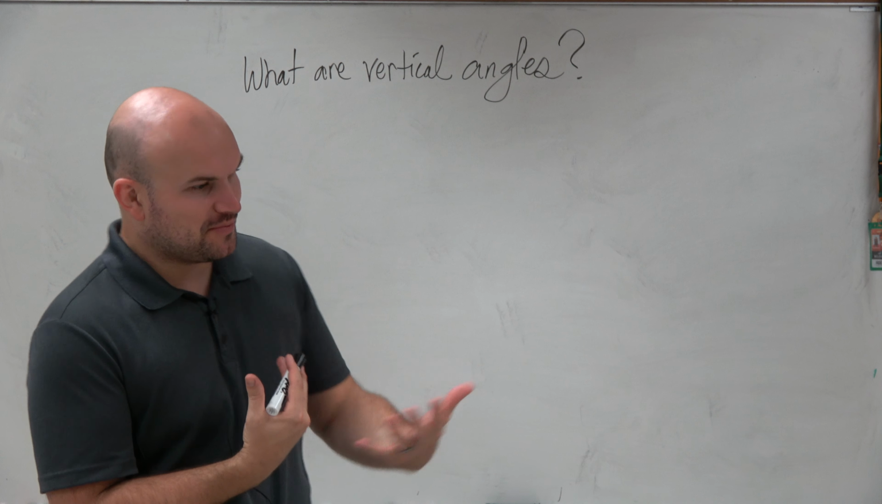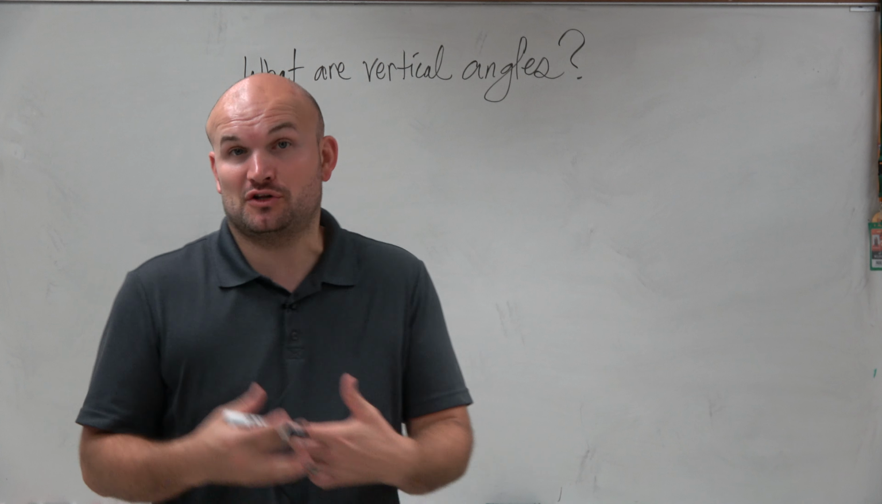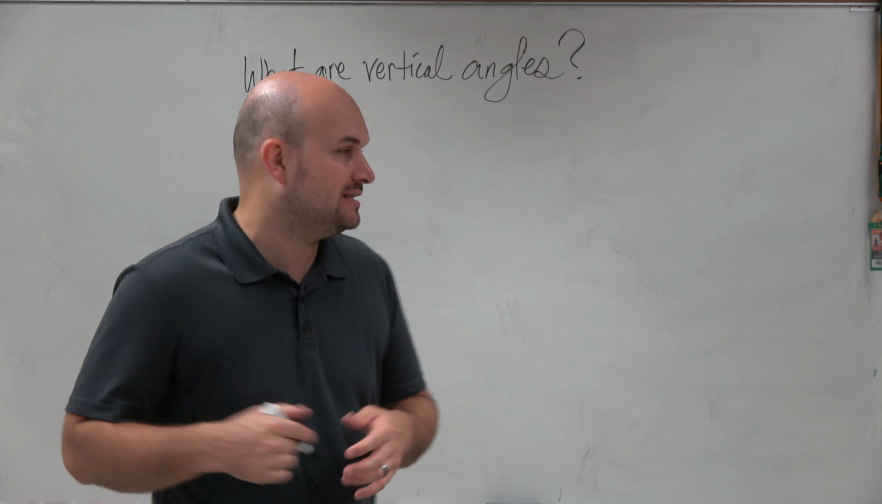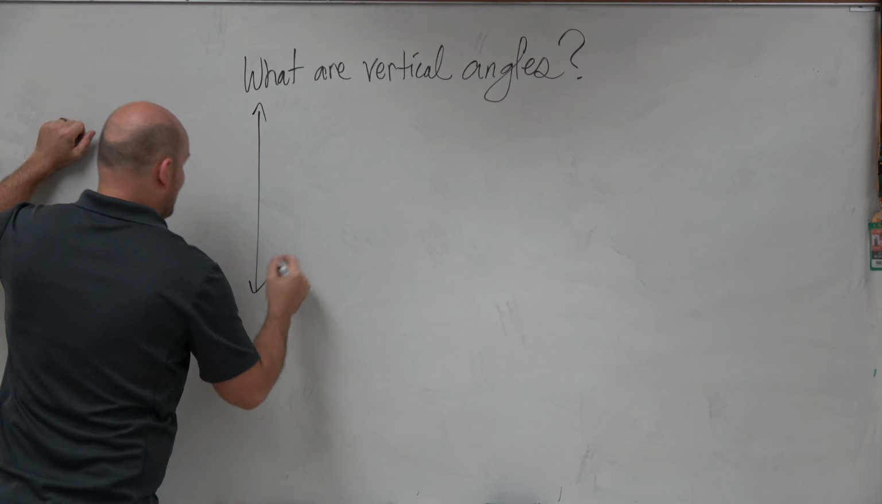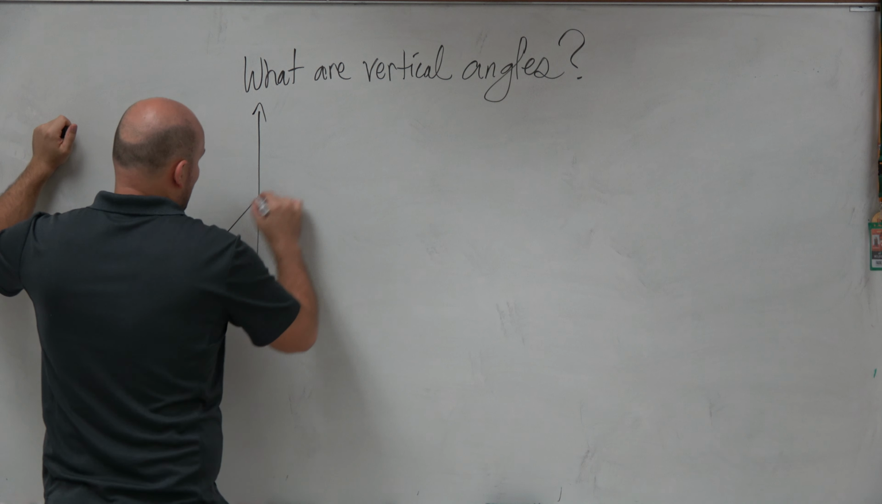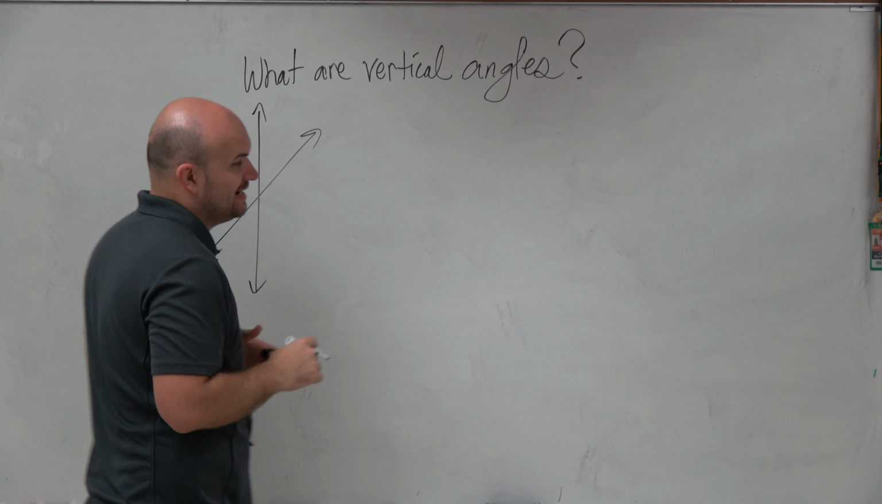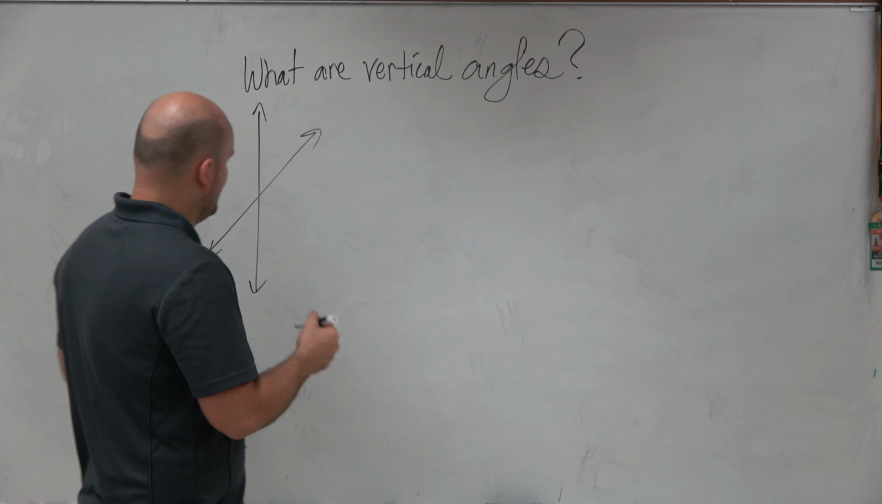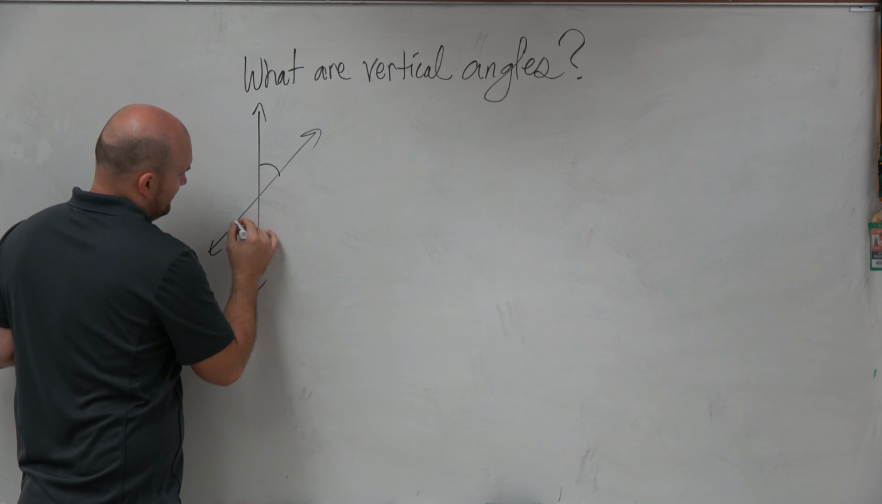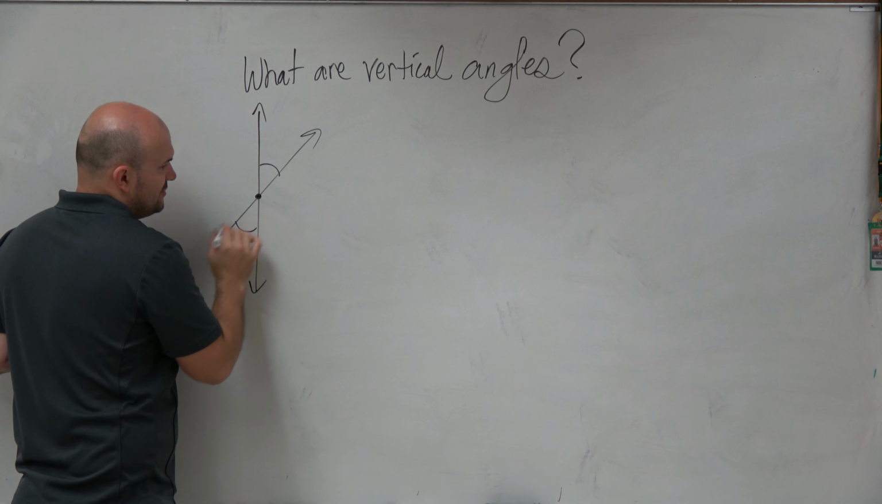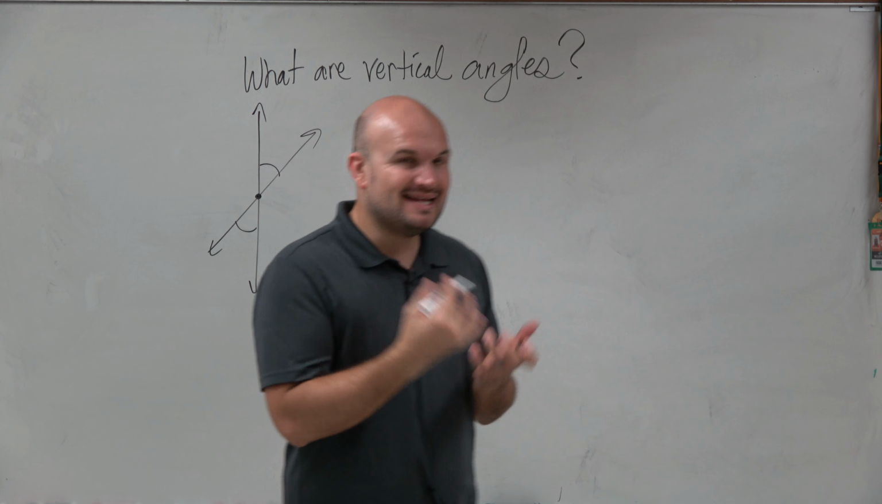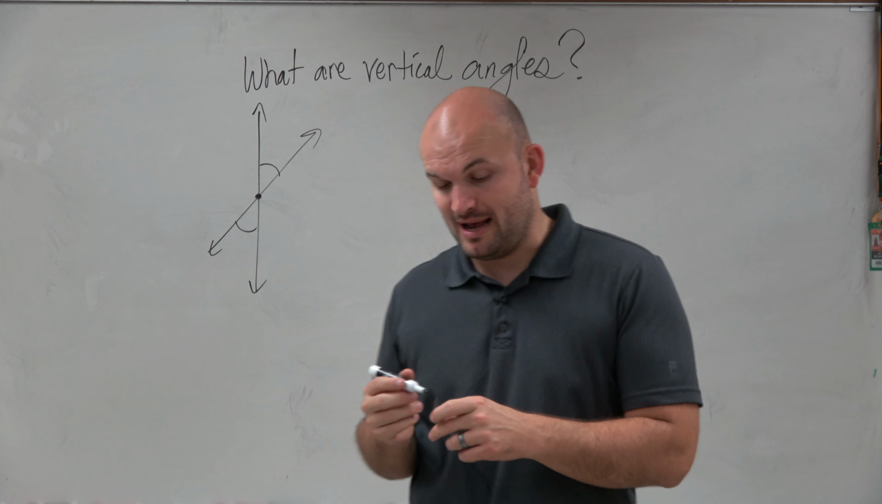And really the easiest way for me to display where vertical angles show up is by intersecting lines. Anytime we have intersecting lines, so here's one line, if I take another line and intersect it in any way, I now have created vertical angles. You can see here, these two angles share the same vertex, but they do not share any sides. So anytime we have intersecting lines, we're going to have vertical angles.